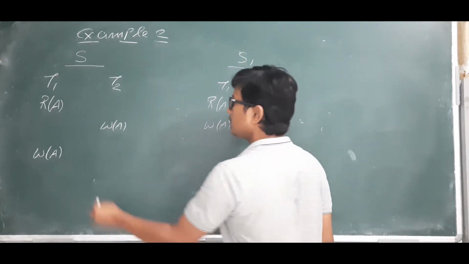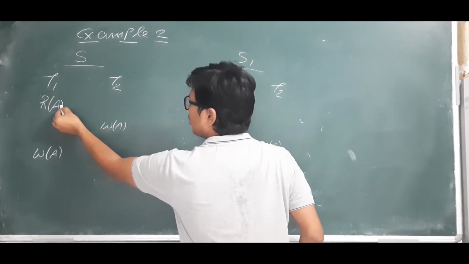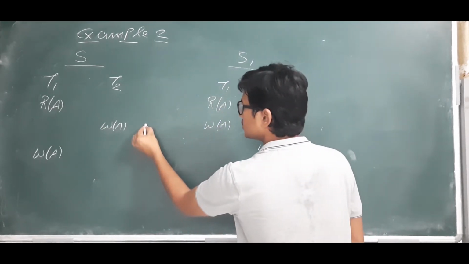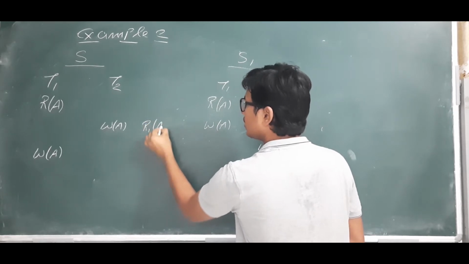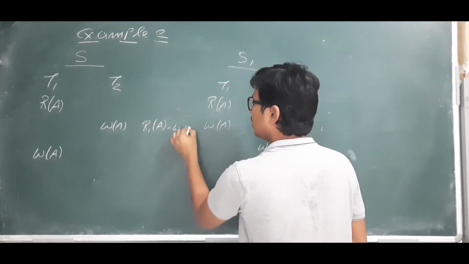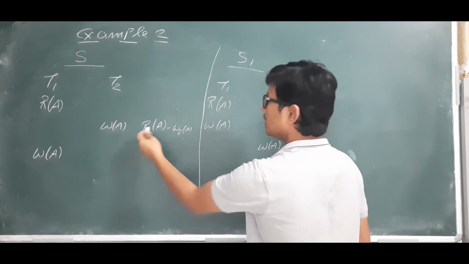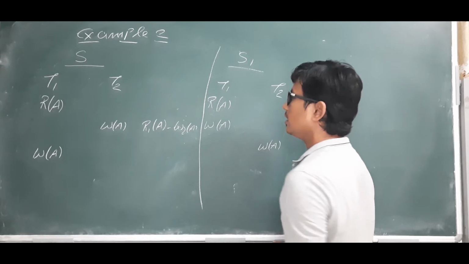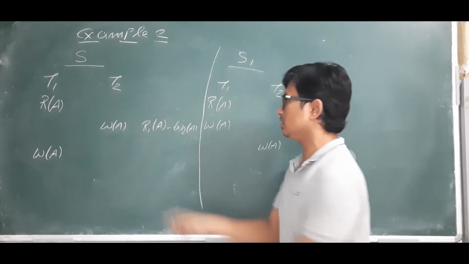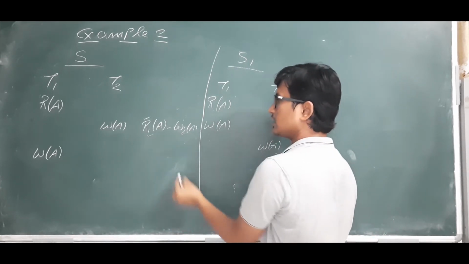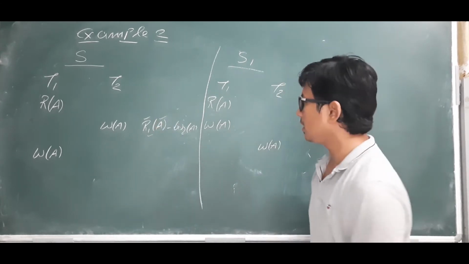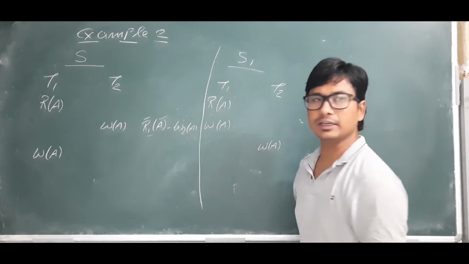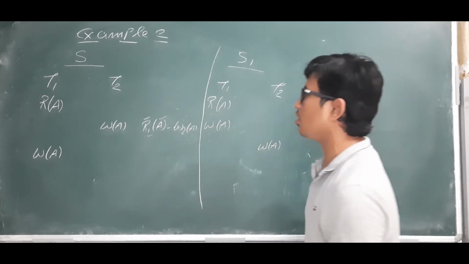So let me start finding the conflicting operations. Read of A, write of A is a conflict operation. What does this conflict operation say? R1 of A to W2 of A. What is the meaning? There is a read operation in transaction 1 on data item A, and a write operation in transaction 2 on data item A. So this is creating a conflict.